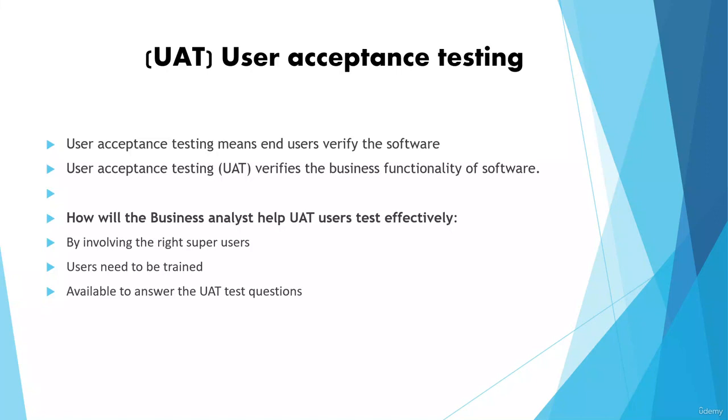UAT, User Acceptance Testing. User acceptance testing means end users verifying the software. UAT verifies the business functionality of the software. In other words, UAT verifies whether software works for the user, that is, whether the user accepts how the software solves a problem. So, as a business analyst, you will act as a bridge between the client and the IT team, performing the UAT and reporting bugs for the issue tracking.